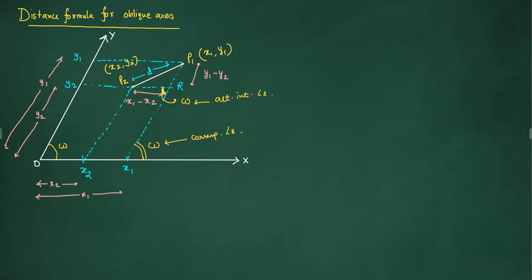So, look into this part. My angle of interest is this angle. This is the angle which I am interested in. Now, this angle is simply going to be 180 degrees minus omega, because they are a linear pair. So from here, we have already concluded that angle P1RP2 is equal to 180 degrees minus omega.